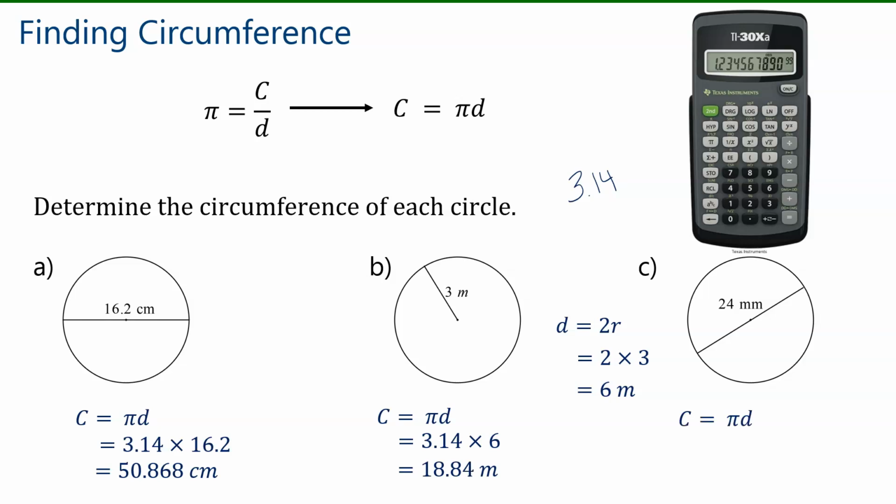And doing one more, I have a circle with a diameter of 24. So 3.14 times 24 gives me 75.36 millimeters.